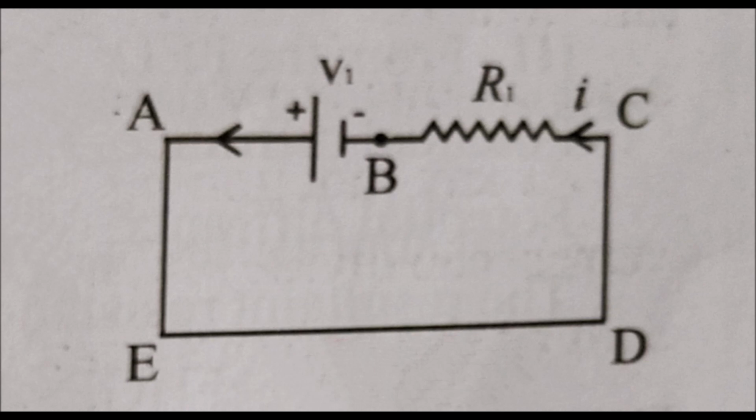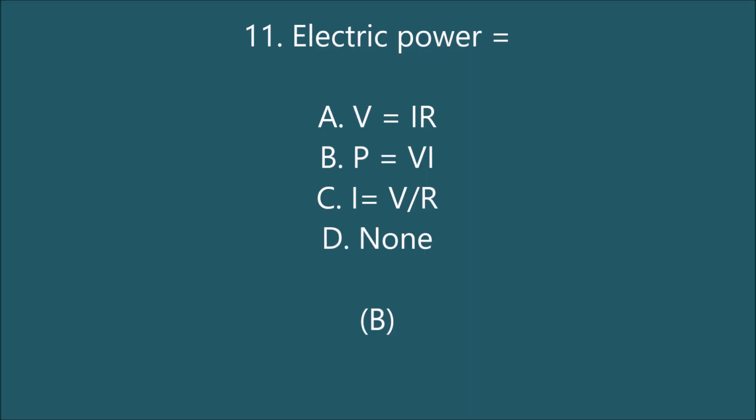Next question. Electric power is equal to V is equal to IR, P is equal to VI, I is equal to V by R, none. B is the right answer. That means P is equal to VI. Here P is electric power, V is potential difference and I is electric current.